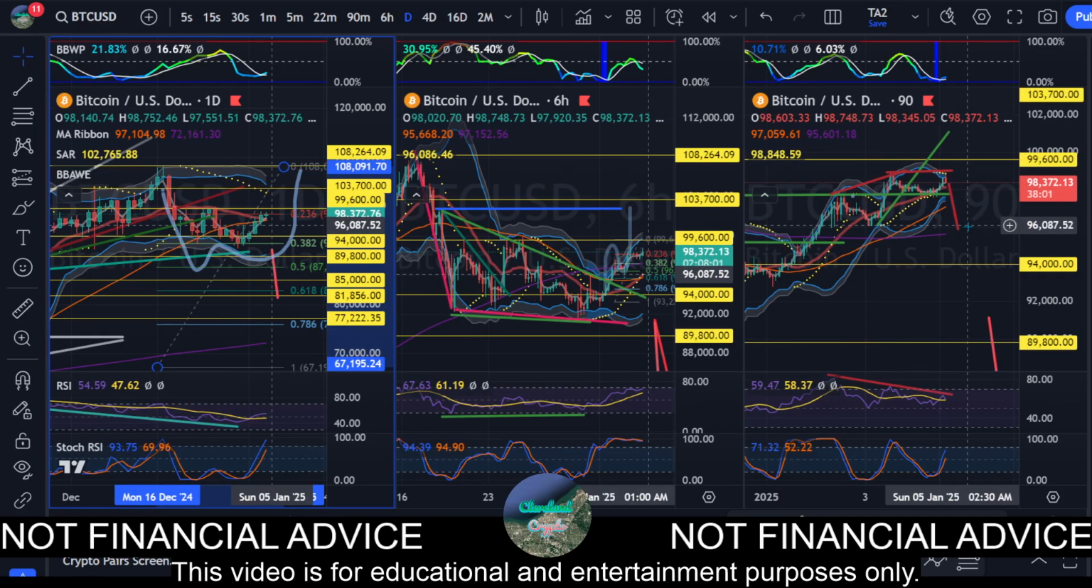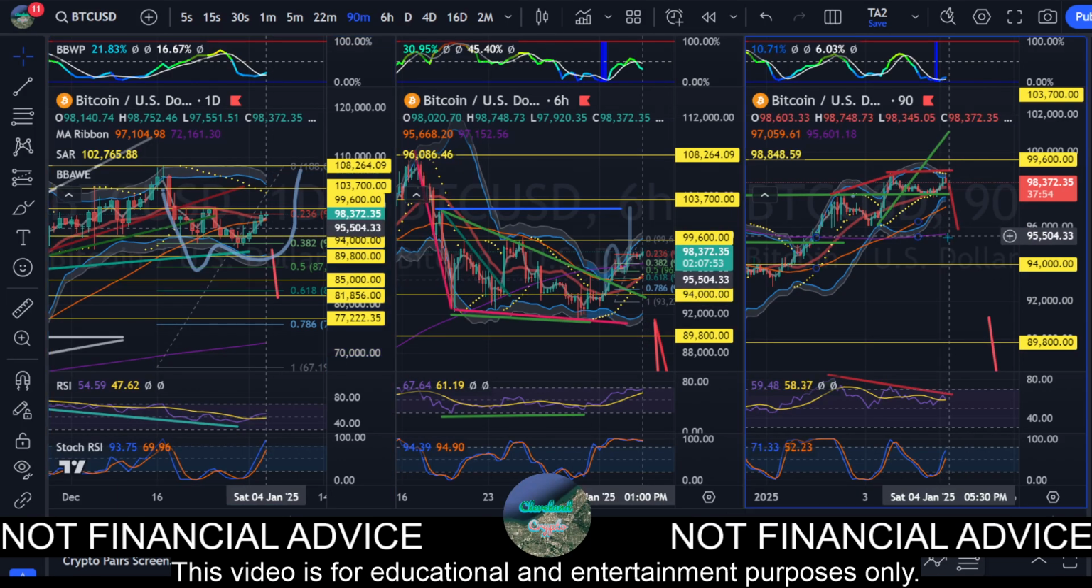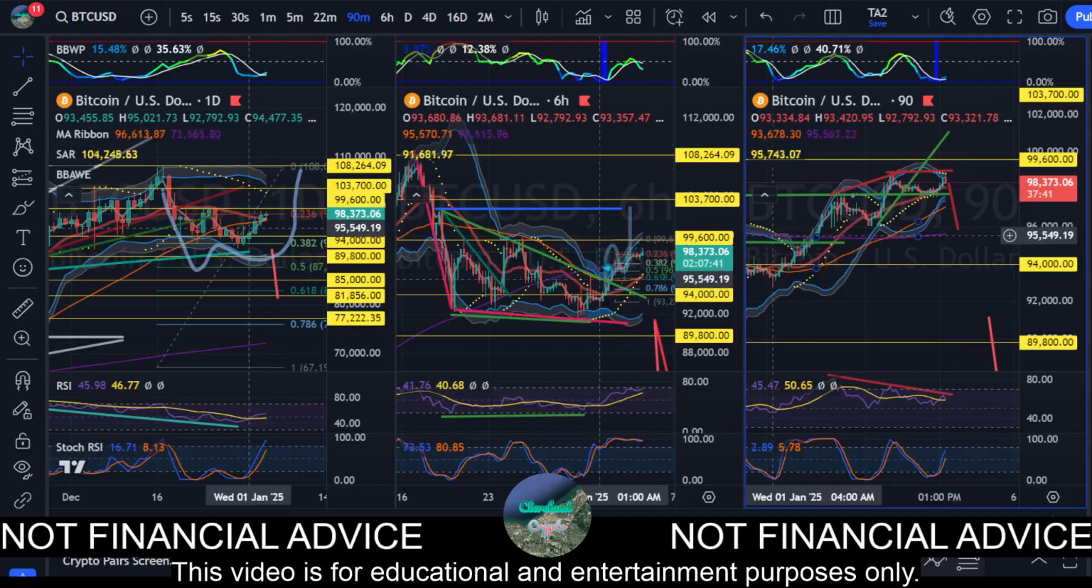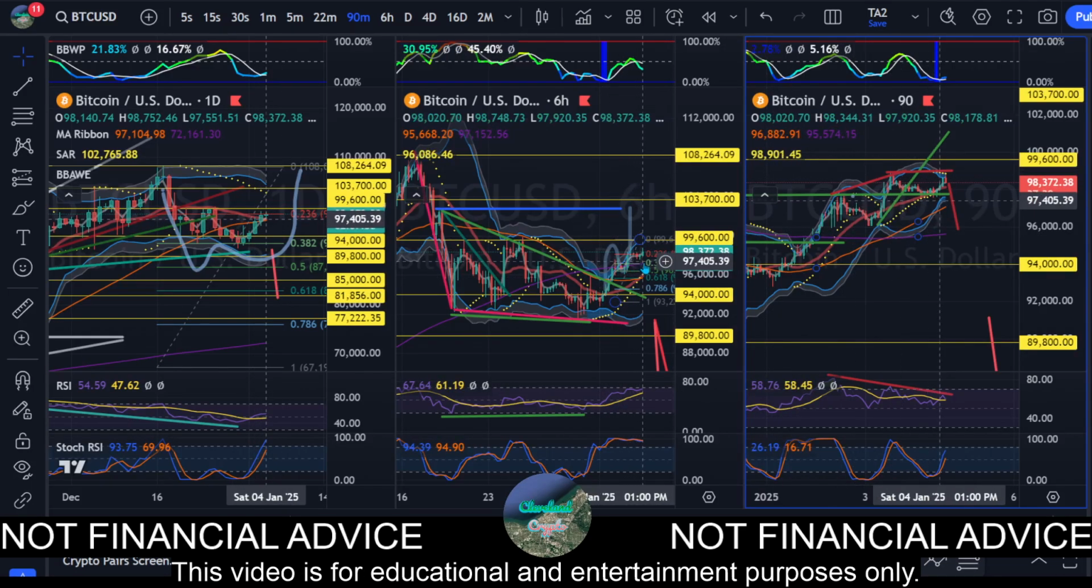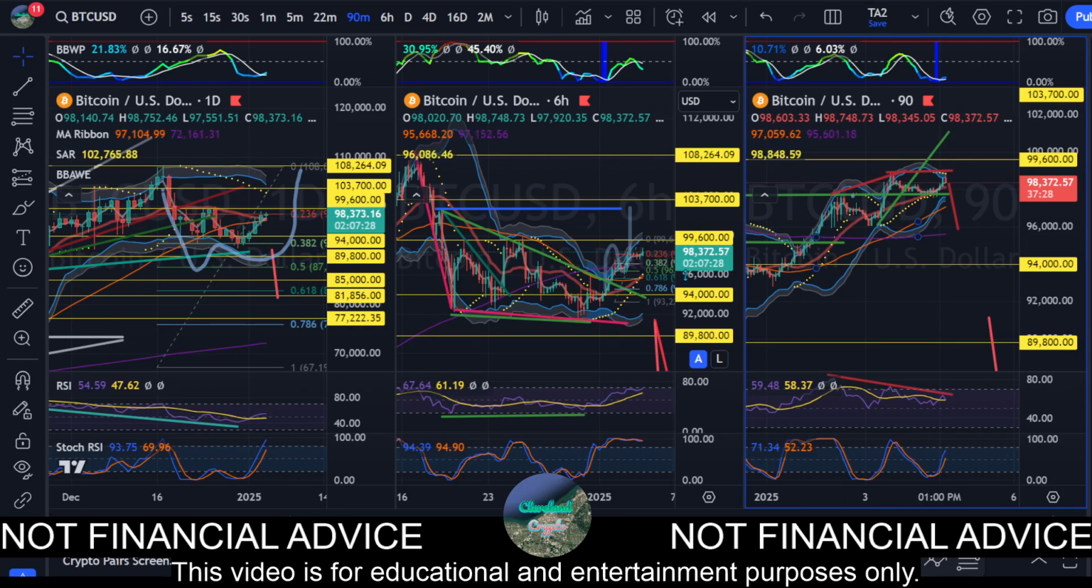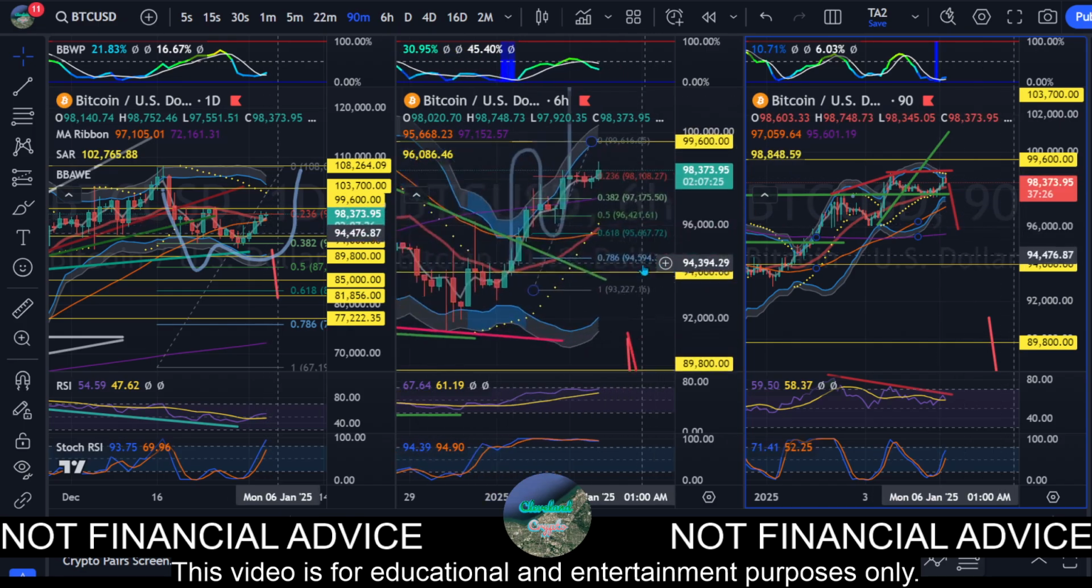If the cat ears plays out, we could see the move down to 94. But as you'll see, the 200 here on the 90-minute is also right at the level where the cat ears would play out to. So likely, we could see the bounce off the 200 here on the 90 to continue the move. We would need to see the bounce there on the 90 in order to continue seeing some bullishness here on the 6-hour chart.